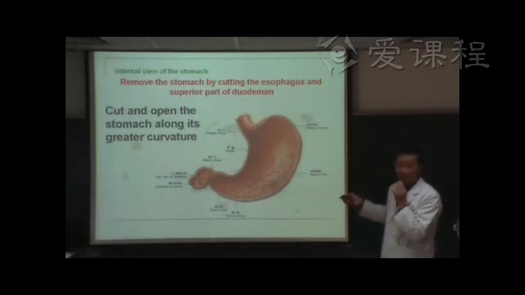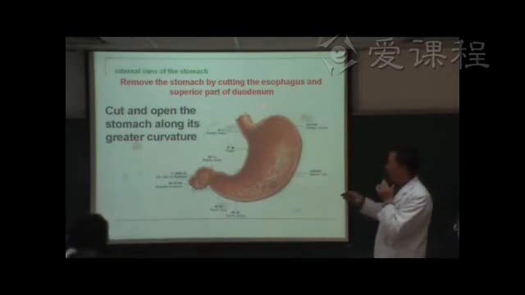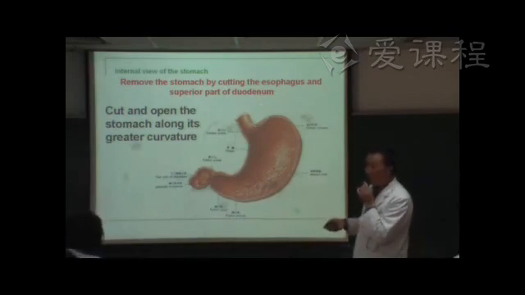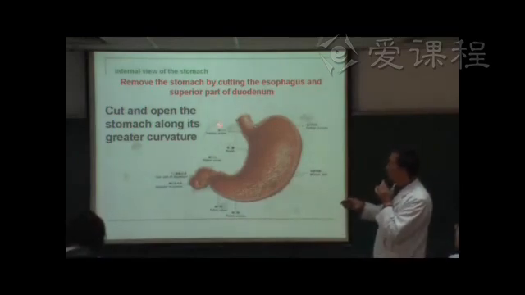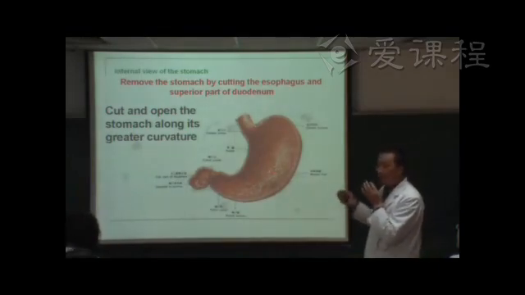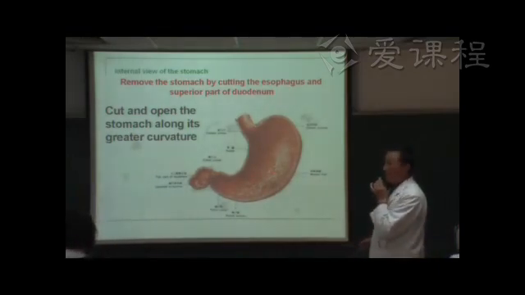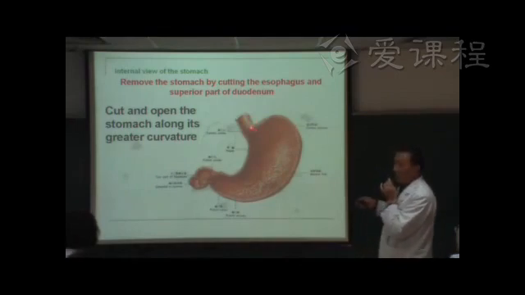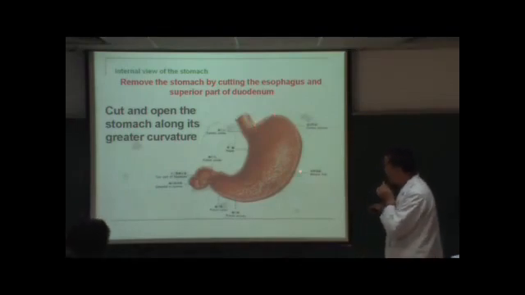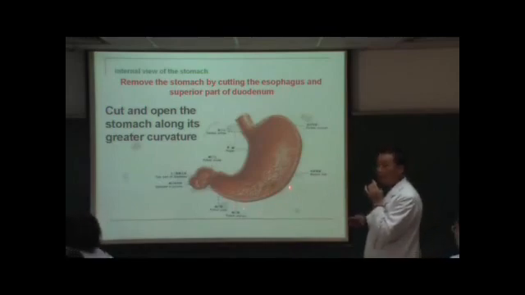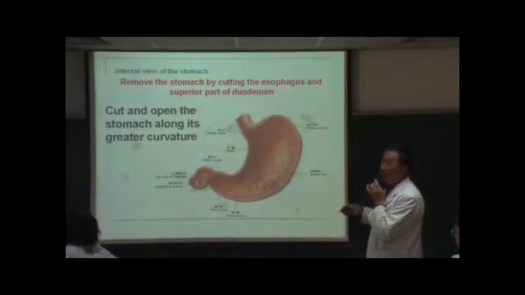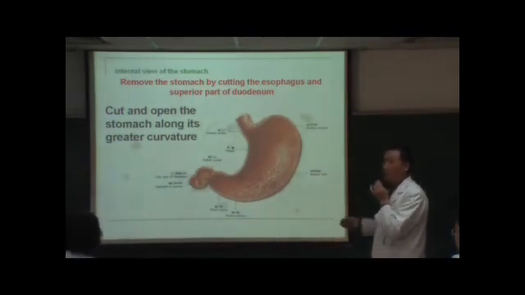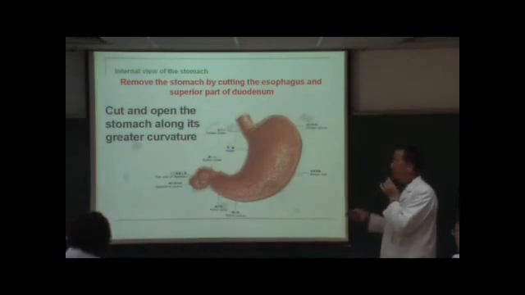What is the esophagus? Cut here and cut the superior part of the duodenum. After these two parts are cut, the stomach can be moved out. And you can cut the stomach along the greater curvature and open it to see the structure within the inside of the stomach.